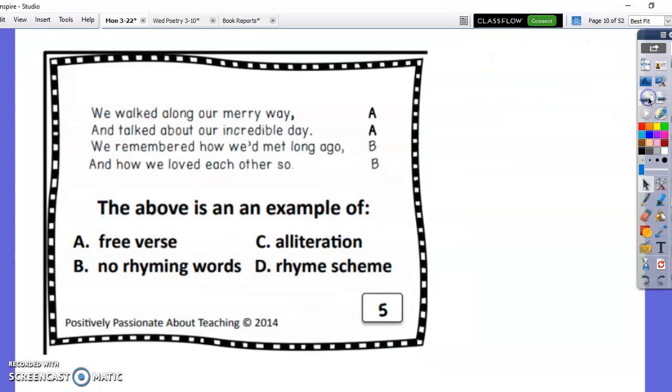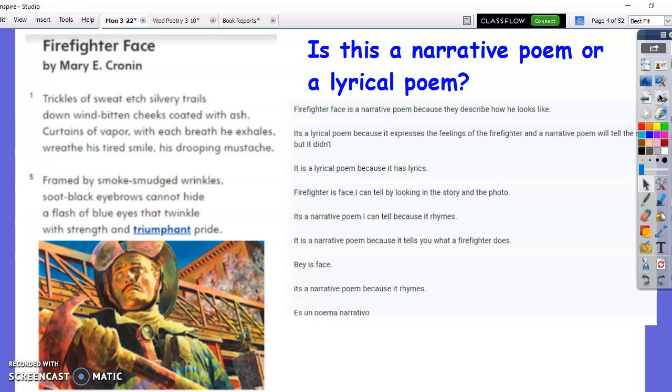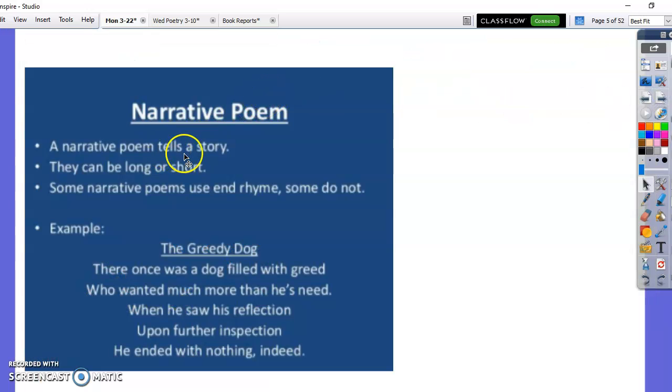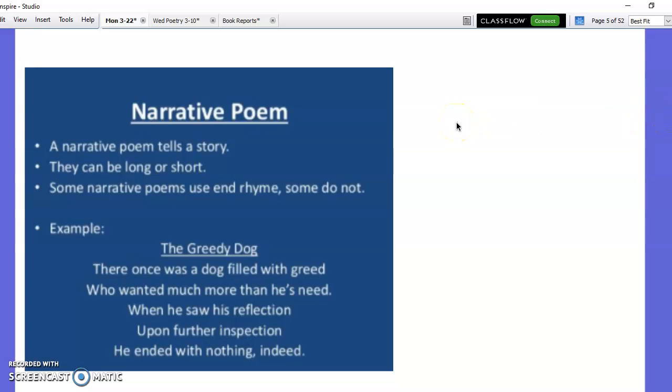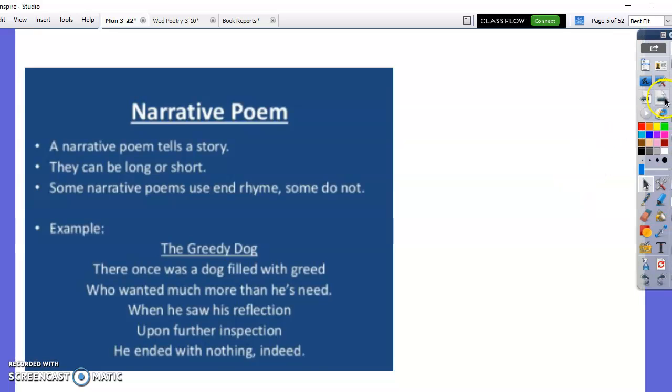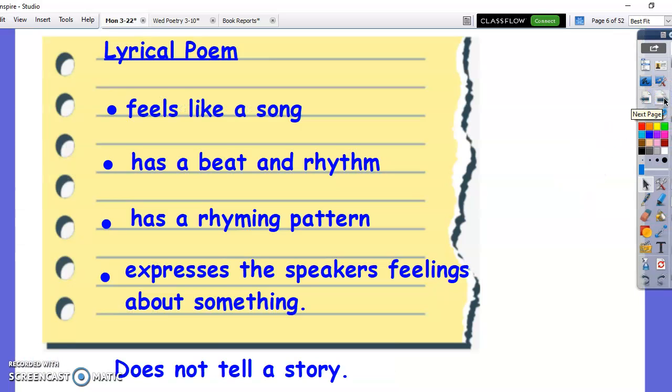Just to go backwards a little bit here, I wanted to go over the difference between a narrative poem and a lyrical poem because that's going to be one of my questions. A narrative poem tells a story. It could be short, it could be long, but it tells a story. There's the example of the greedy dog that we read in class, and it has a theme, a lesson to be learned at the end. The dog needed to learn not to be so greedy because when he saw his reflection in the water with his bone in his mouth, he thought it was another dog with a bigger bone. So he jumps in the water, loses his bone, and he feels silly. If a dog can do as much.